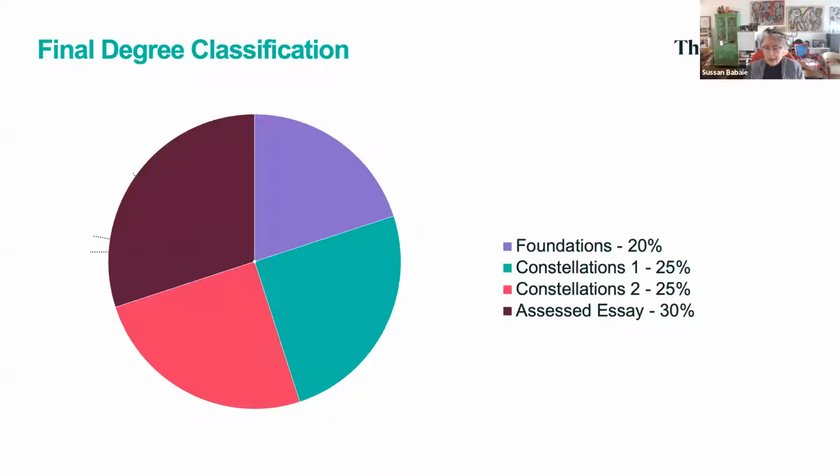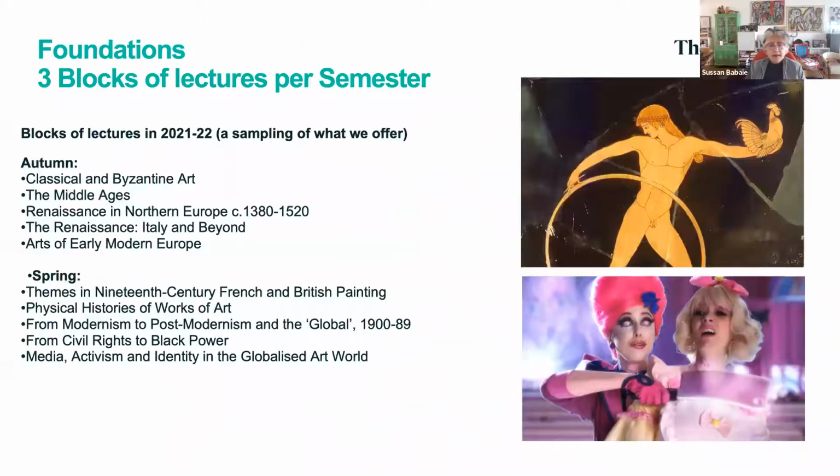So the final degree of the graduate diploma consists of these segments of the pie, if you will. 20% goes towards the foundations, 25% each of the constellations modules, and 30% for the assessed essay at the end.